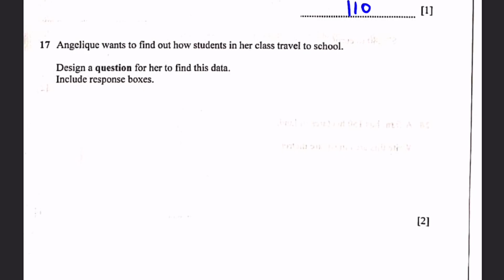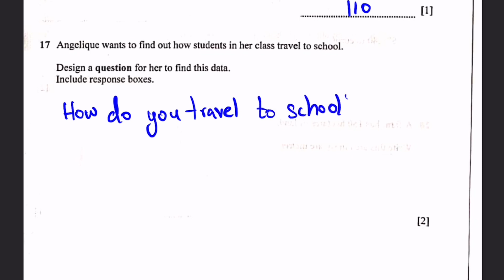Question 17. Angelique wants to find out how students in a class travel to school. Design a question for her to find this data. Include response boxes. So this is actually a questionnaire question. What we need to do is write the question, then write some choice boxes, like options to choose from. So I'll start with a question like, how do you travel to school? This is a simple question, isn't it?